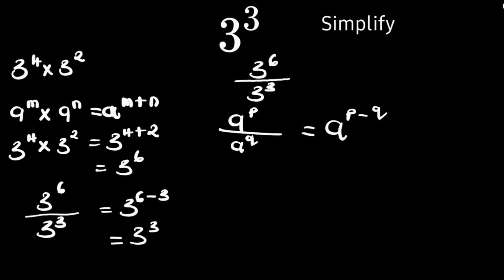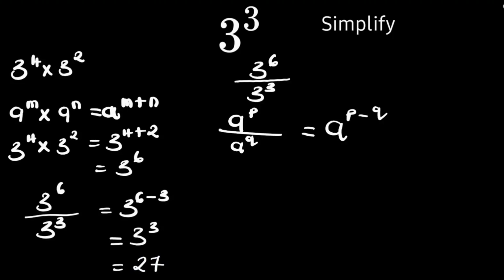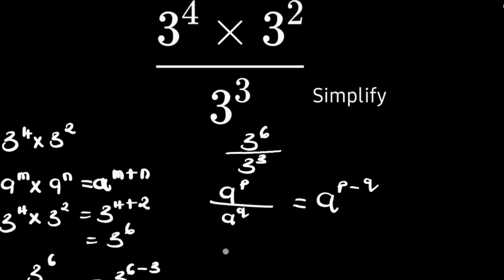Now what is 3 to the power 3? 3 to the power 3 is simply 27. So 27 is our final answer.